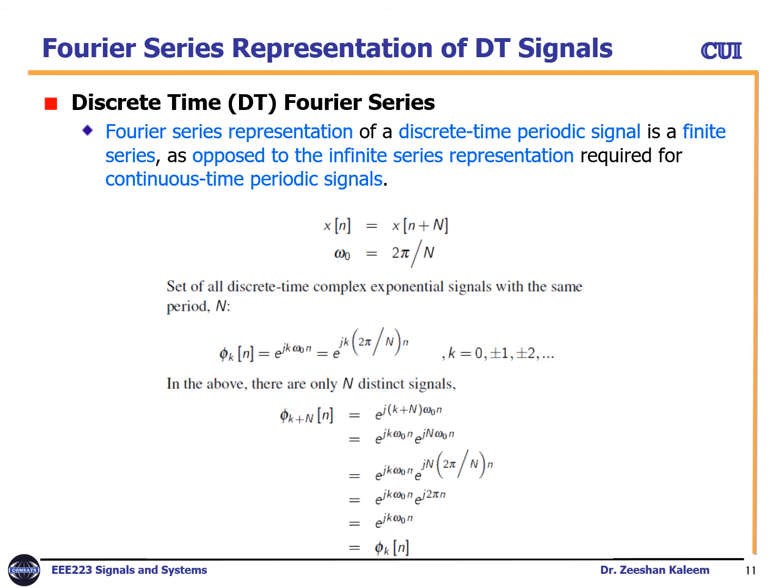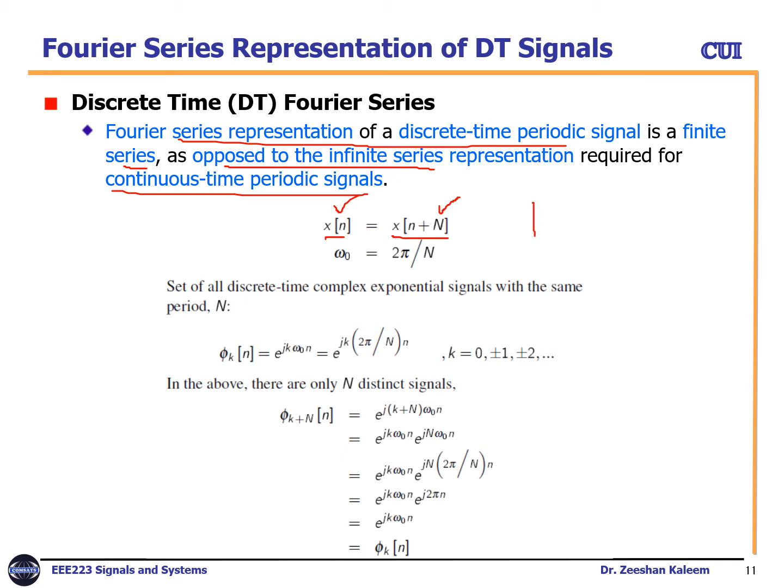Okay, let's discuss the concept of the discrete time Fourier series. It is almost similar to the continuous time Fourier series, except for some differences in representation. The discrete time Fourier series of a discrete time periodic signal is a finite series, as opposed to the infinite series representation required for a continuous time periodic signal. For example, you have x[n] equal to x[n plus N], where N is the period. So it will repeat after N.